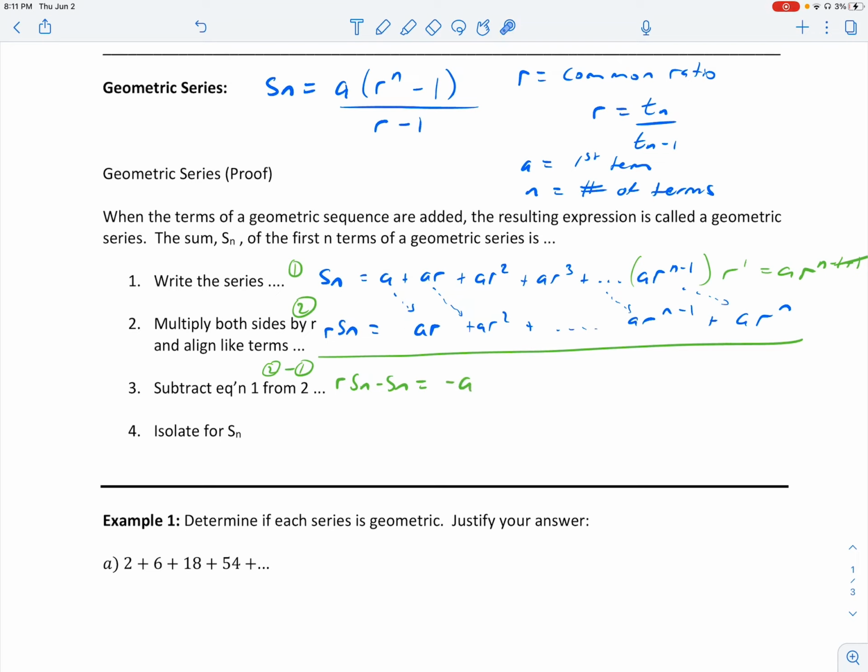All right, now it says isolate for Sn in the equation. So to do that, I'm going to factor out an Sn. So I'd have Sn times r minus 1, and that's going to equal a. I'm going to factor out a on this side also. So we would have negative 1 plus r to the n. Okay, now we're going to divide both sides by r minus 1.